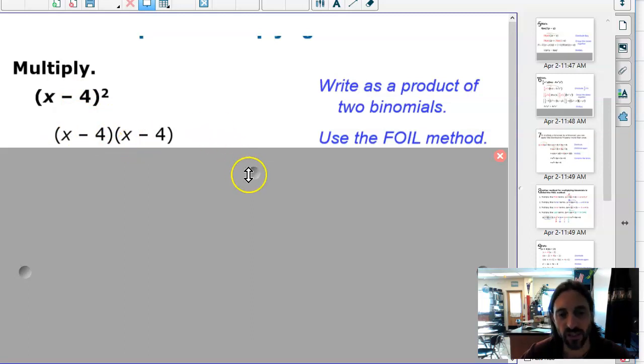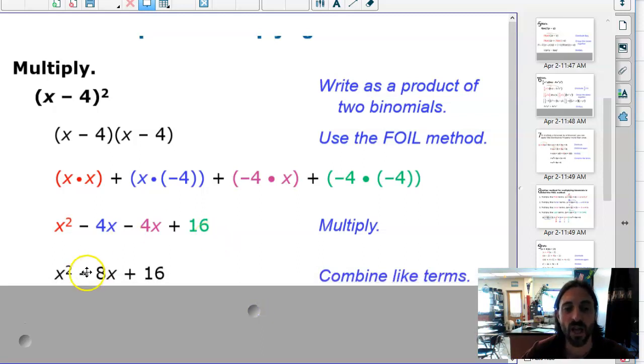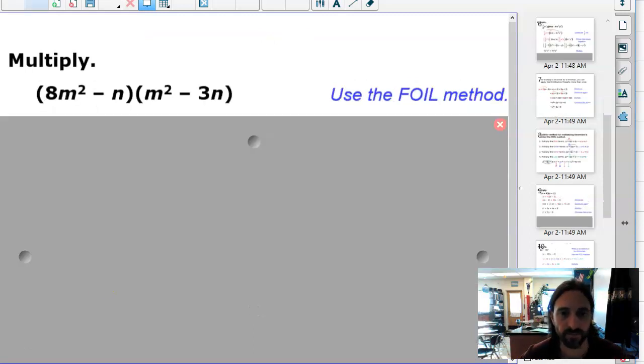x times x is x squared. First, outer, x times negative 4 is negative 4x. Inner, negative 4 times x is negative 4x. And negative 4 times negative 4, last, is 16. Now when I combine these, you'll notice, oh yeah, the first term is squared. The last term is squared, but there's also a middle that you can't forget about.